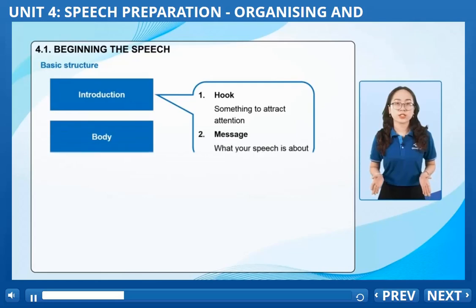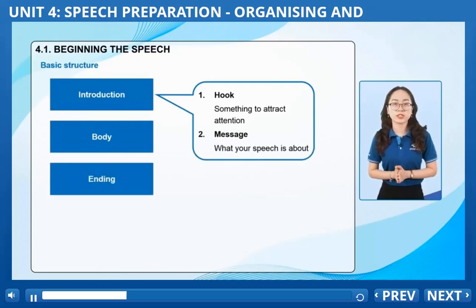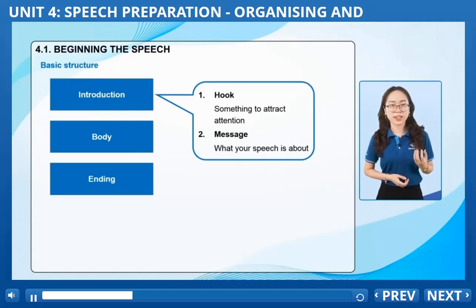So the introduction includes a hook and a message. So a hook, or literally translated in Vietnamese, a fish hook, is something to attract attention. And next one is the message, the thông điệp, is what your speech is about.